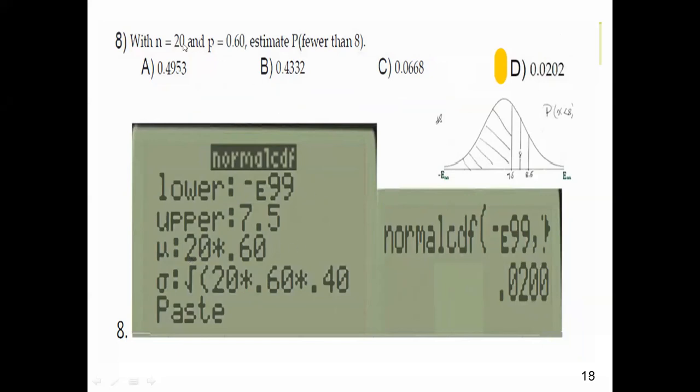Mu is n times p. I tell you what n is, I tell you what p is. Sigma is the square root of n times p times q. Well, if p is 0.60, then 1 minus 0.60, my q value, is 0.40. And here's one that was just off by 2/10,000ths, pretty darn close.